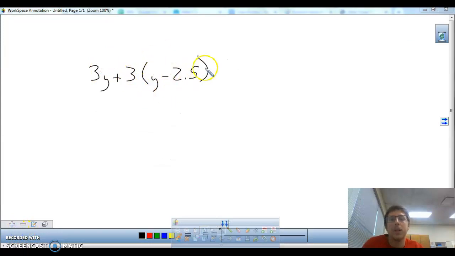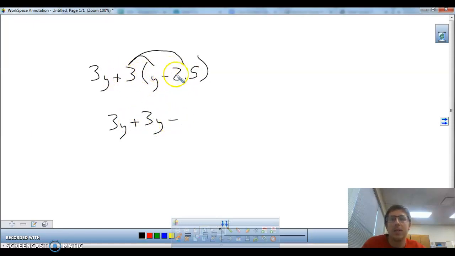Alright, this one here, again, we can't combine anything in parentheses, but we can distribute this 3 to everything, right? So we just bring the 3y down, plus, what's 3 times y? Well, that's another 3y. Minus, because we got 3 times negative 2.5. What is 3 times 2.5? That is 7.5. Now, what can we combine out of this? The 2 3y's. We get 6y minus 7.5.